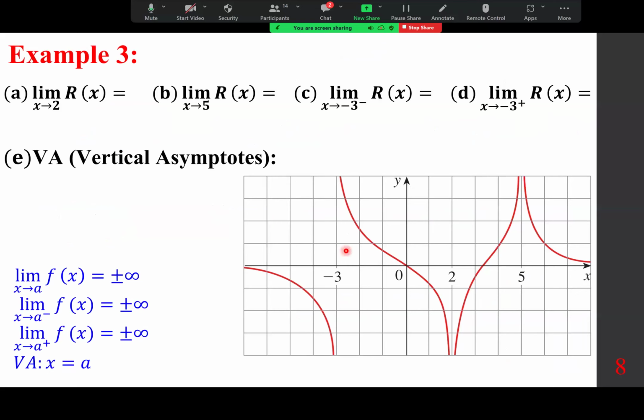Here's the function: the limit of r of x as x approaches 2, 5, negative 3 from the left, negative 3 from the right. So we're going to start with number 2. Number 2, coming from the left and right of number 2 makes no difference. It's taking us way down to negative infinity.